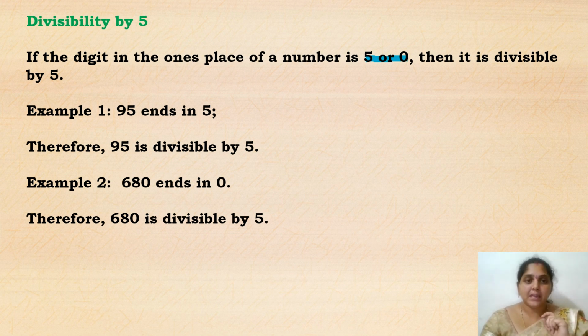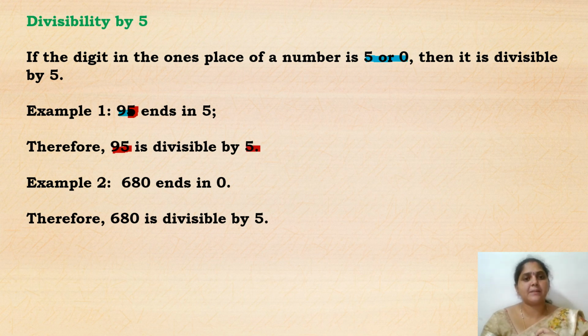Now, if I have taken the number 95, if you observe here, what is my ending digit? My ending digit, that is in the ones place, is 5. So 5 is divisible in 5. Therefore 95 is divisible by 5.